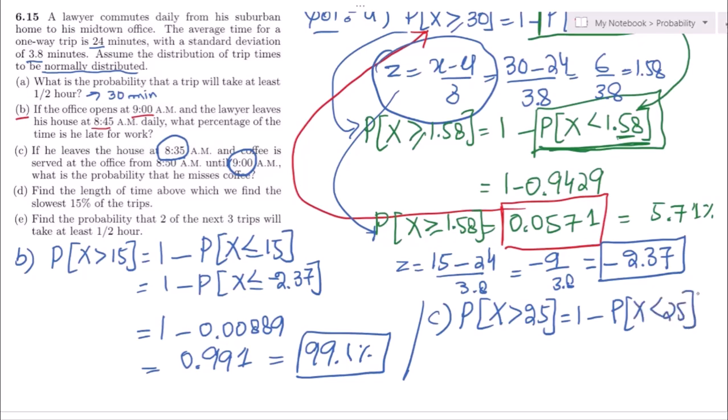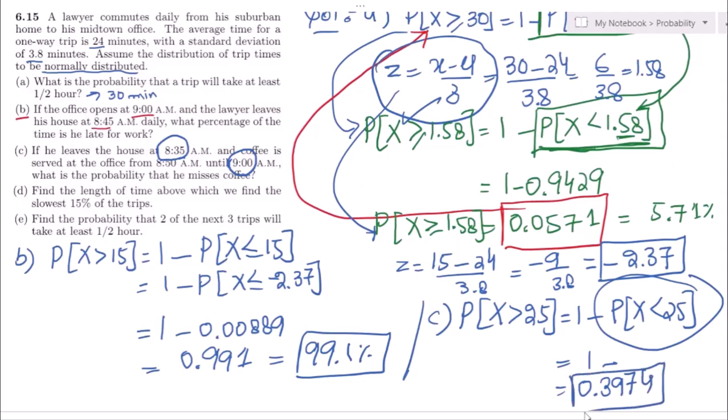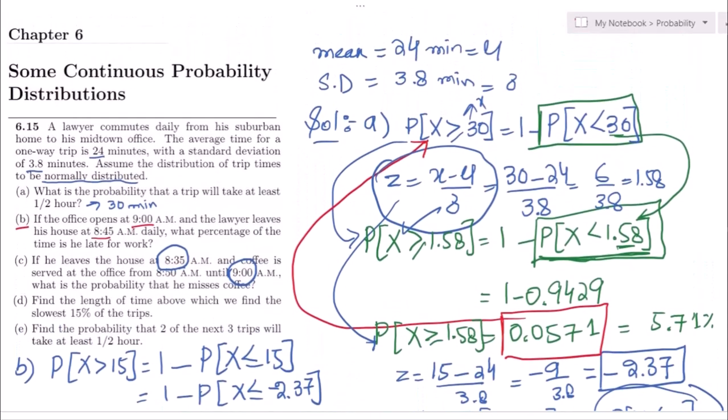Again we have to change it to z by using the same formula, putting the values here, and then finding the answer by subtracting it from 1. The answer will be 0.3974. That is the solution for part C of my question. So these are the three parts which we have discussed so far.